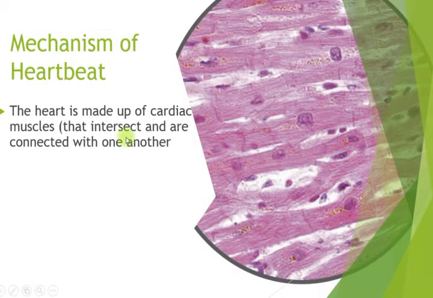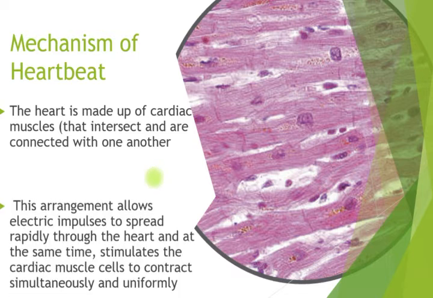Okay, before we go to the mechanism, we have to know the structure of the heart. The heart is made up of cardiac muscle, which is a type of muscle tissue. The cardiac muscle intersects and is connected with one another. Apa maksud intersect? Intersect ni maksudnya dia bersilang, dan berhubung antara satu sama lain.